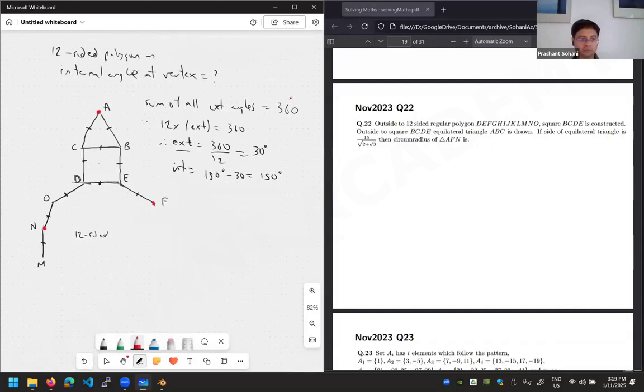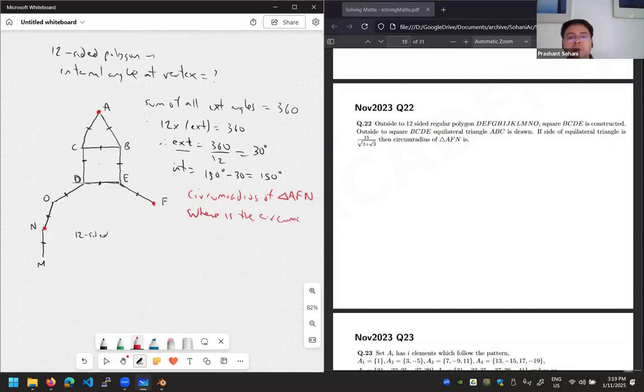Okay, so you see, looking at the diagram, even for me, honestly, when I started to look at this question, at first I was not able to make any progress at all. Then what I started to realize is, I'm interested in the circumradius of triangle AFN. Okay, so first, before finding that, the question is, where is the circumcenter located? So where is the circumcenter?